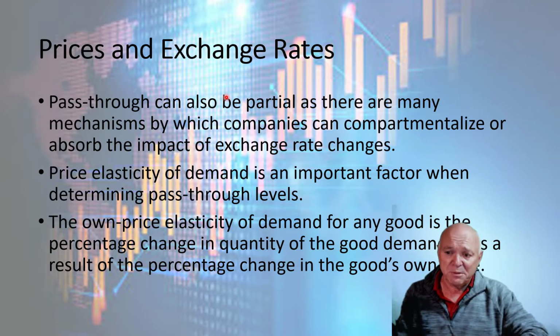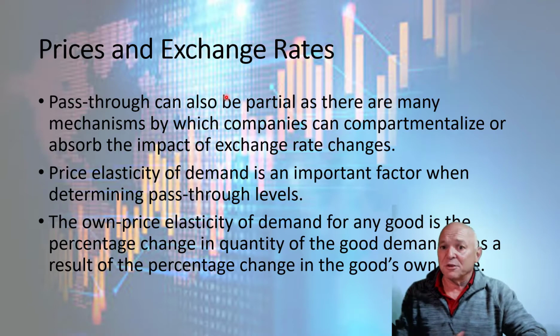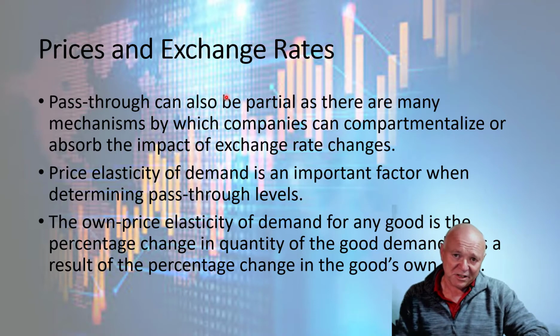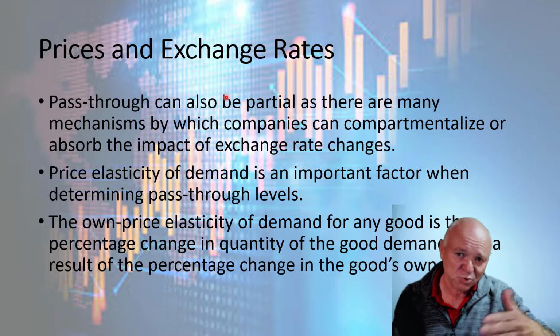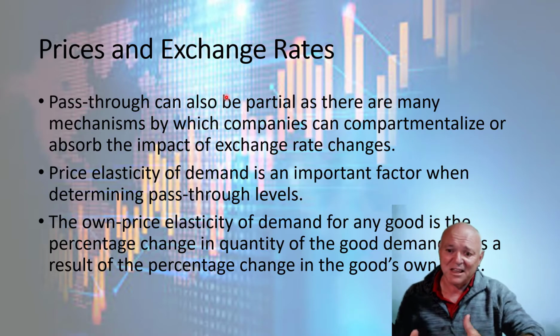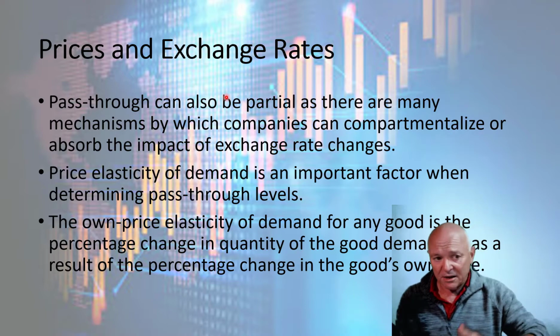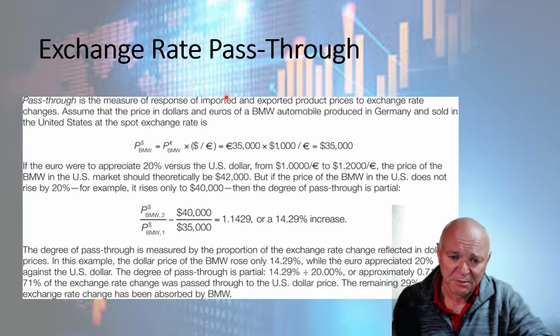We say that the pass-through can be partial because there are many ways that the company can absorb the effect of an exchange rate change. Perhaps they change their supply chain and do a little bit of something we call natural hedging. The price elasticity of demand is going to be the thing that's important. If we raise our price by 10%, will we lose 10% of our customers or only 5% or 25%? That is what we mean by the price elasticity. So our own price elasticity of demand for goods is going to be the important thing. Here's an example that might help you to understand it a little bit better.